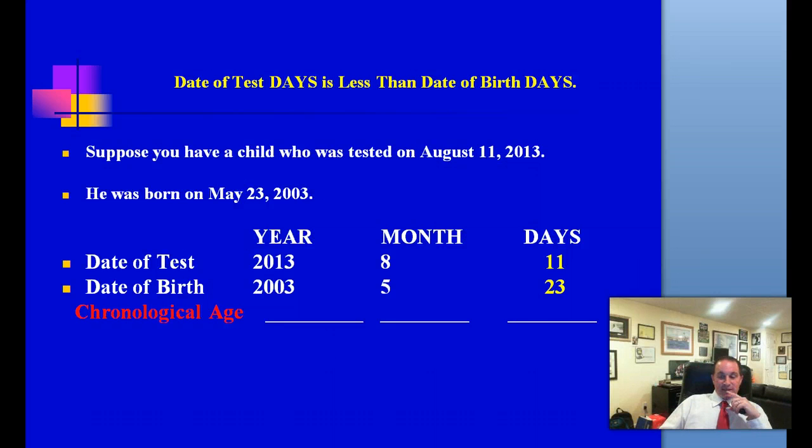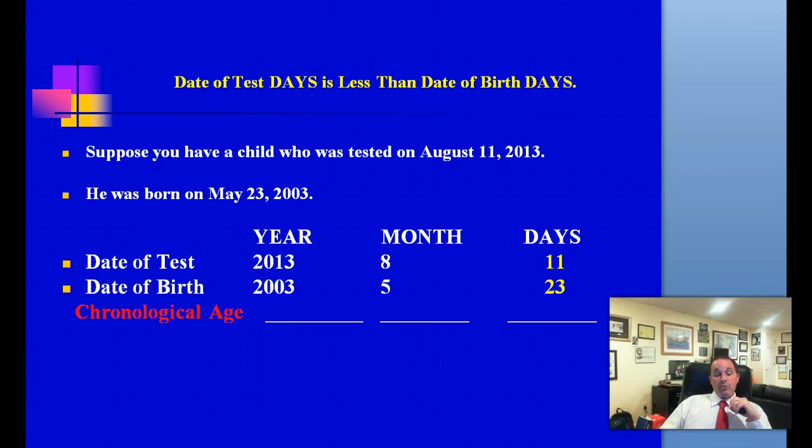Suppose you had a child who was tested on August 11th of 2013, and the child was born on May 23rd of 2003. So let's take a look at that. The date of test again is August 11th of 2013. So on our date of test line in our calculation of age box, we would put 2013 under our year. We would put 8 for the month of August under our month, and then under the days column we would put an 11, because August 11th of 2013 was when the child was tested.